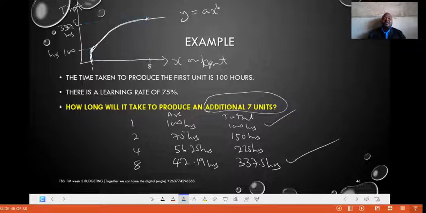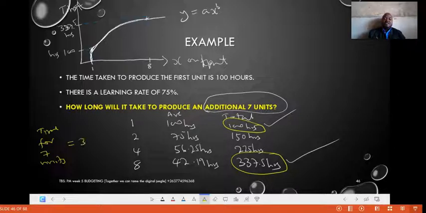Okay, that would be the difference between the time taken to produce 8 units and the time taken to produce 1 unit. All right, so obviously our answer is going to be the time for 7 units, which should be the time for the 8 units minus the time for 1 unit.